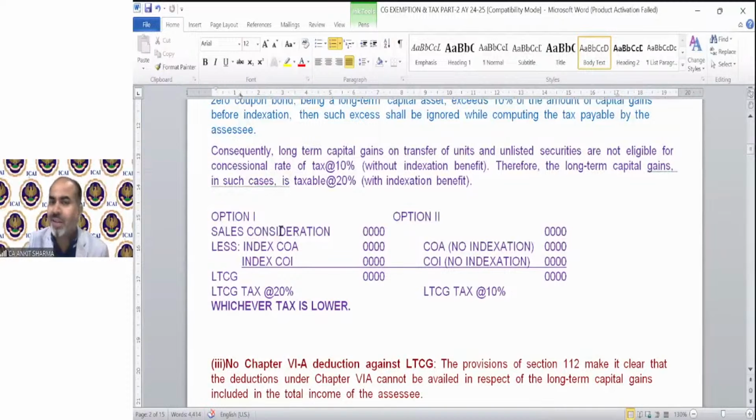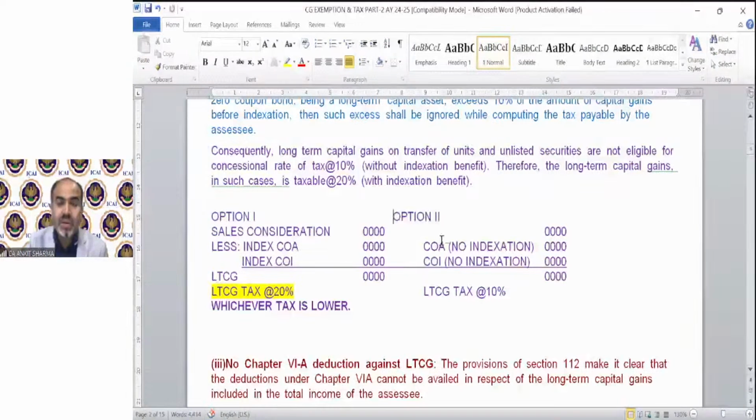Option one, take the sale consideration as per normal provision. These are normal because they are long term. So we are taking the sale consideration, applying indexed cost of acquisition and indexed cost of improvement. Then we will have the long term gain, and you will tax that long term gain at the rate of 20%. This is the normal provision.